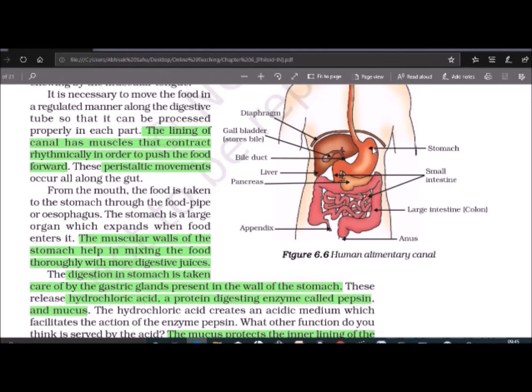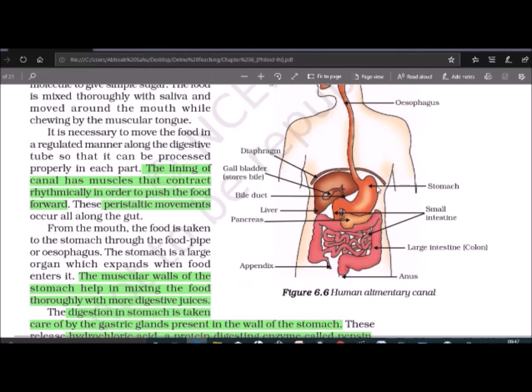It helps in the temporary storage of food. It softens the food with the help of gastric juice. The germs are killed and the food is disinfected, and the food is properly digested in the stomach. So these are the functions of the stomach. The stomach releases the food into the first segment of the small intestine.